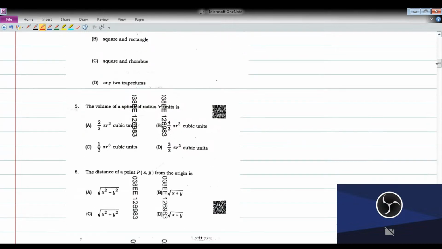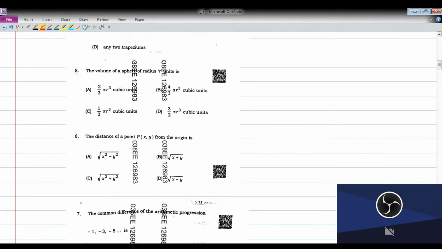The volume of a sphere of radius r. So the volume of a sphere is 4/3 pi r cube cubic units, which is the correct answer. This is for a hemisphere, and these two are not the required formulas actually.